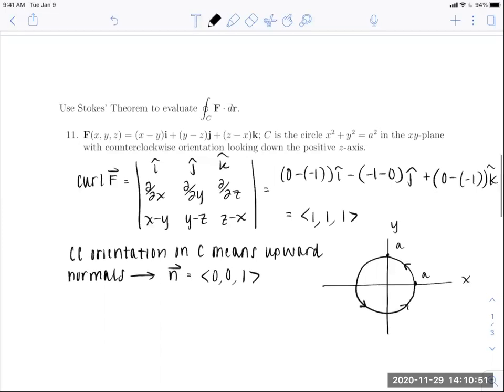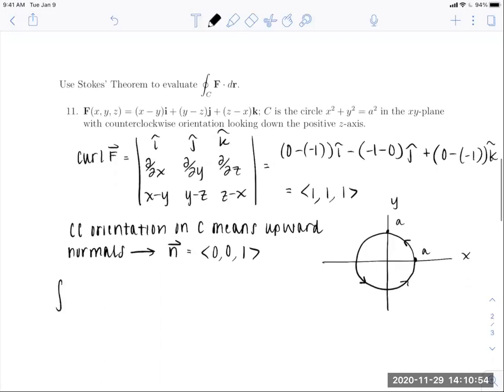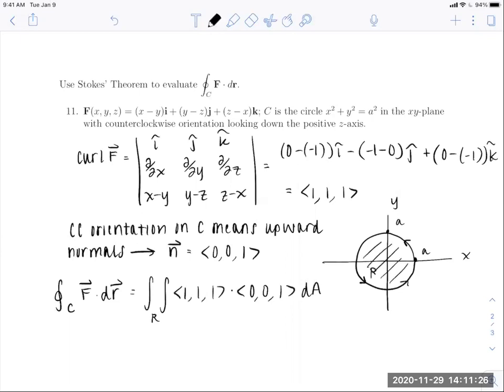All right, so let's go ahead and apply Stokes' theorem. It says that the line integral over C of f dot dr is going to be the surface integral of the curl 1, 1, 1 dotted with the normal 0, 0, 1. And we're changing that surface integral into a double integral where our region here is this circle. All right, so we have our basic setup.